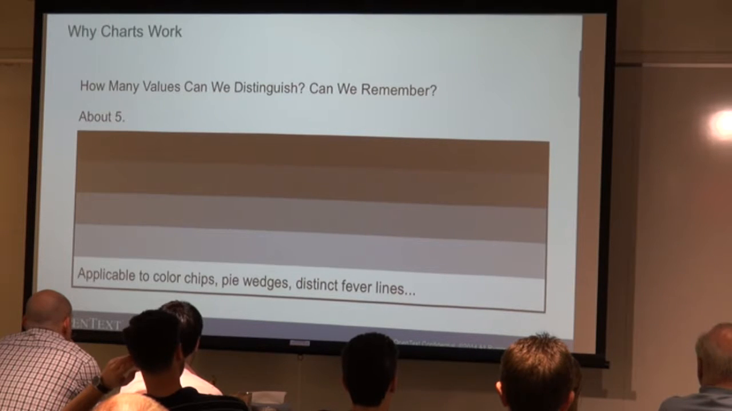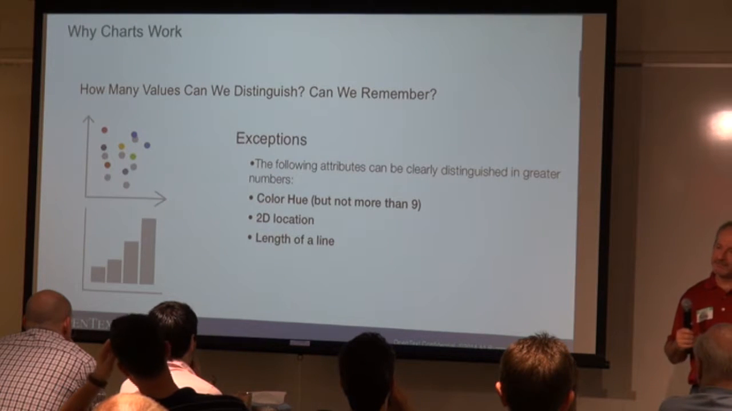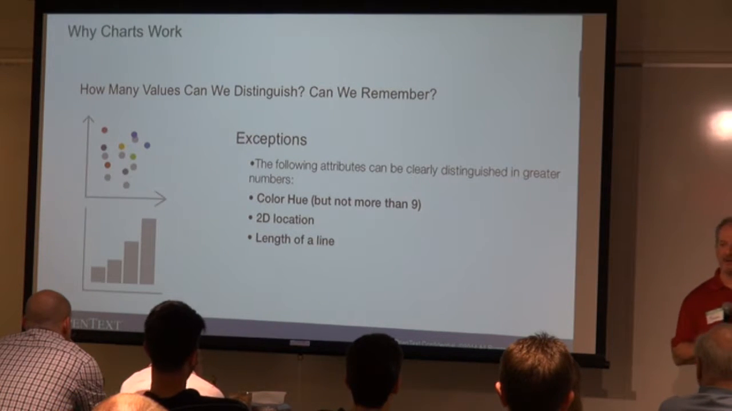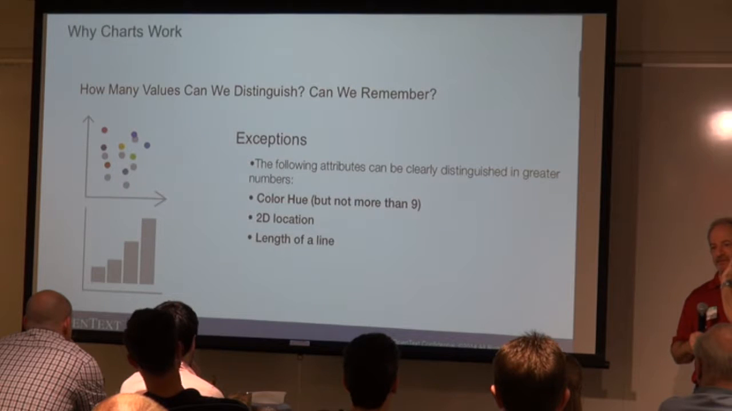And we'll show a bunch of different examples on that. The exceptions are colors, but again, not more than 9. And then 2D location. So I could have more than 5 bars, and I could still distinguish the difference between them.